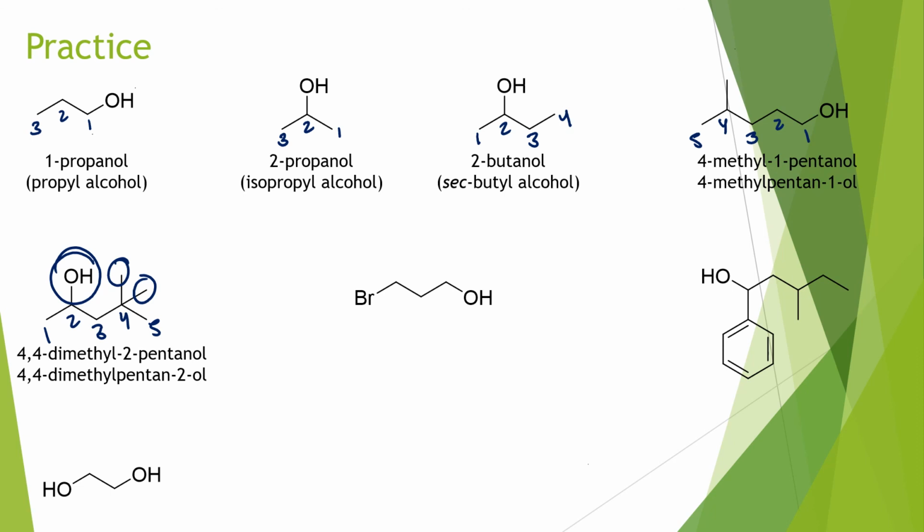Now in our next one, we have a bromo substituent and a hydroxyl group. Remember again that the hydroxyl group is the most important thing. So 1, 2, 3. This is going to be 3-bromo, 1-propanol.